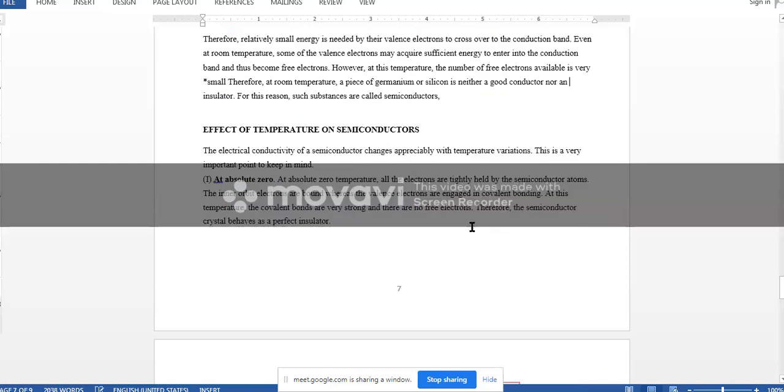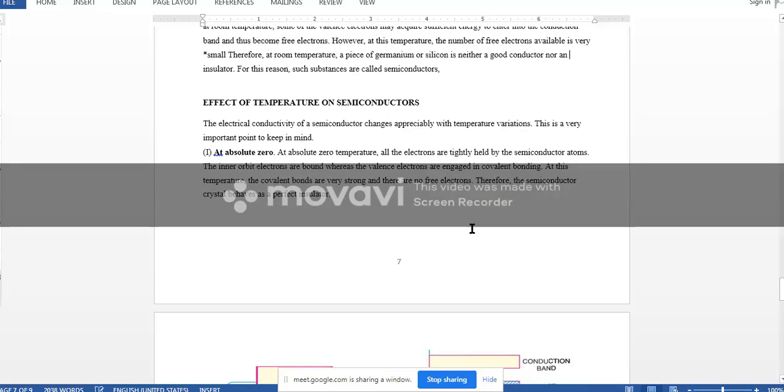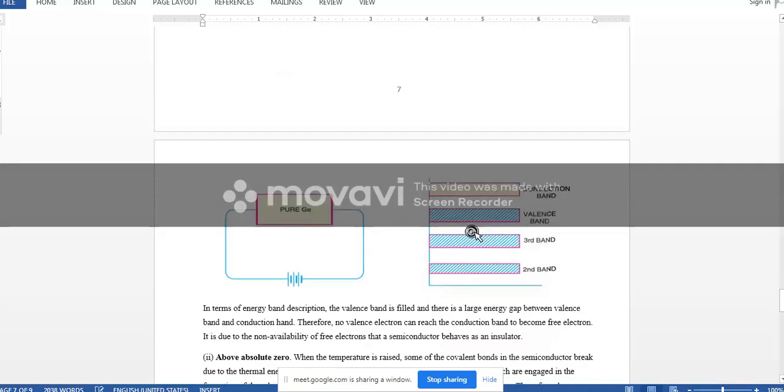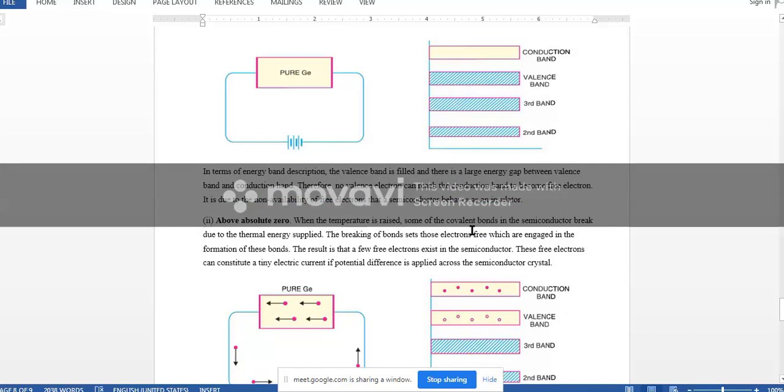Effect of temperature on semiconductors. At absolute zero, intrinsic semiconductors act as insulators. This is because the valence electrons are engaged in sharing, or in the formation of covalent bonds. Therefore, they are not free and they are not able to conduct electric current. Above absolute zero, the valence electrons are released after energy is supplied. The energy breaks the covalent bonds and therefore sets the valence electrons free. And when they become free, they are now able to conduct electric current.